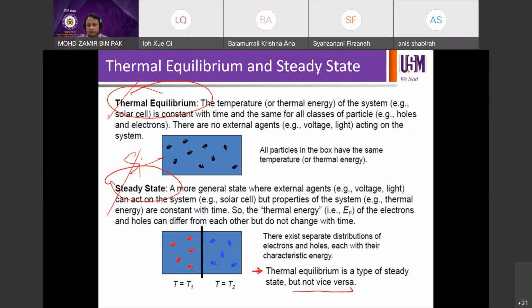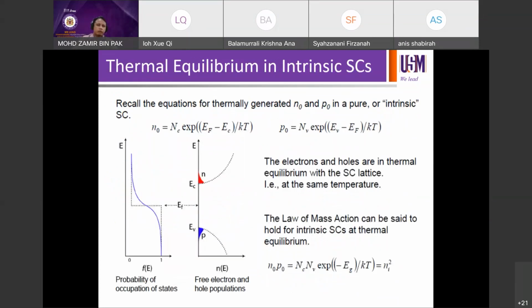If you don't have any external agents acting on the system, your system or your semiconductor material is said to be at thermal equilibrium condition. But if you have external agents like voltage or lights or some other external factors acting on the system, but it's not changing with time, so the system or the semiconductor material is said to be in steady state condition, right? So let's recall what we've learned in the previous topic.